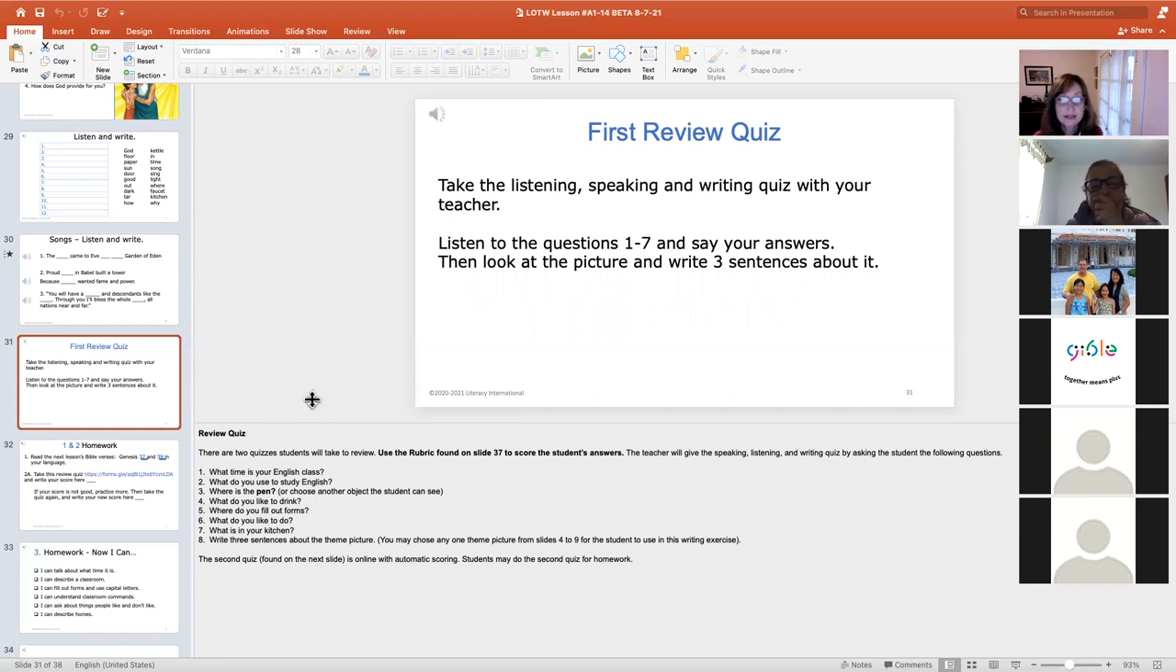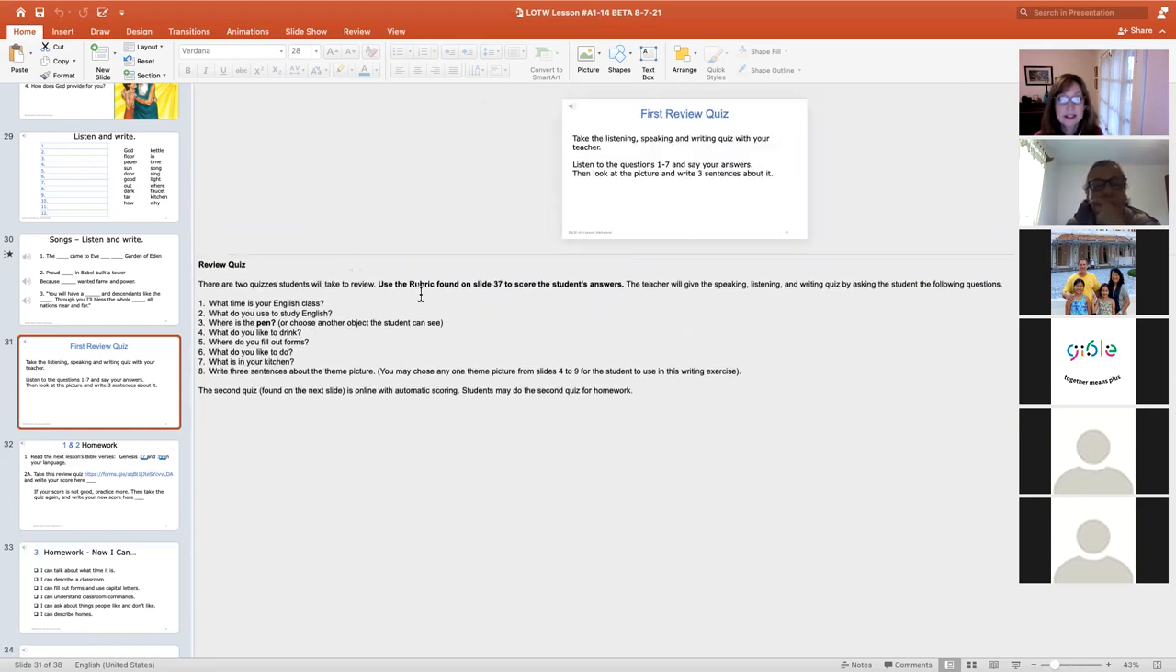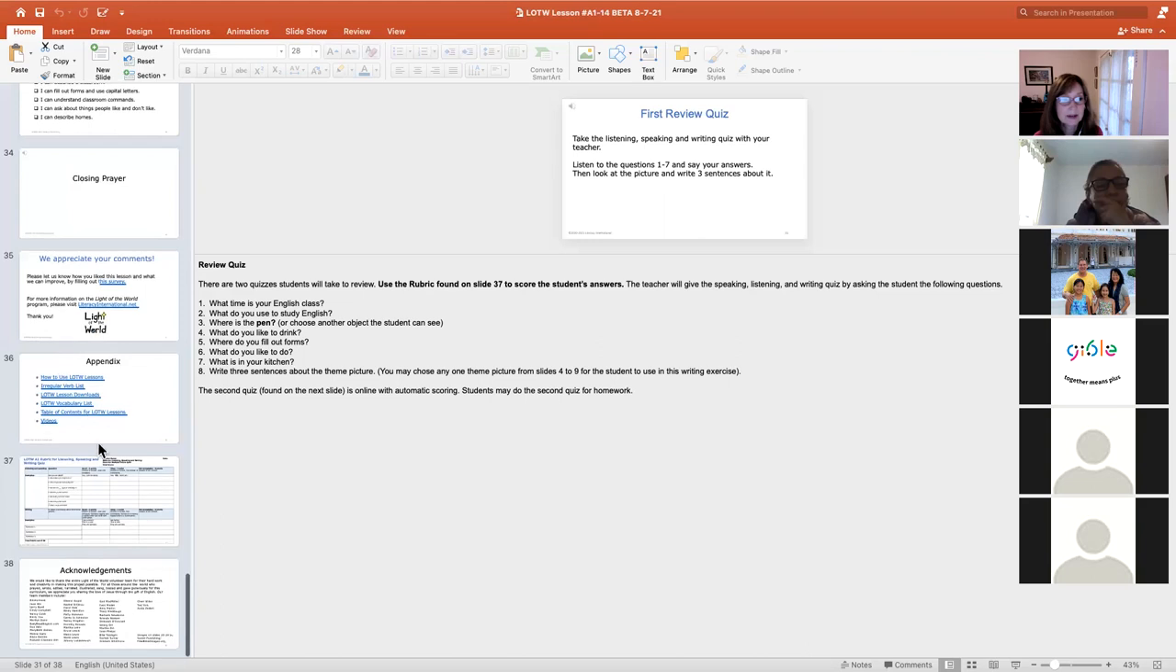Now, be sure to read the teaching instructions down here, and it tells you you're going to use the rubric found at the end of the presentation to score the student's quiz. The teacher will give the speaking, listening, and writing quiz by asking the student the following questions. So you're going to ask these 7 questions, and then you're going to show them a picture, and they have to write on the picture.